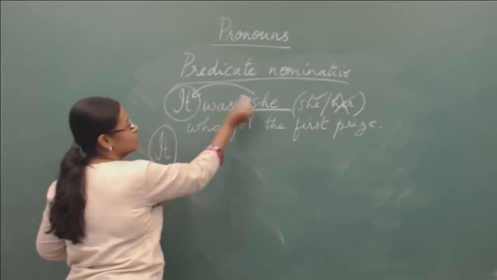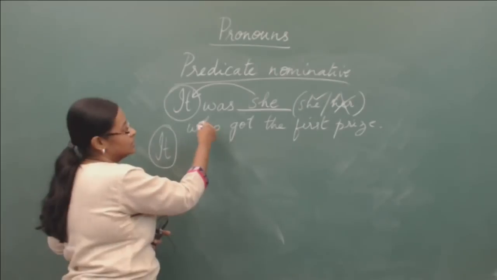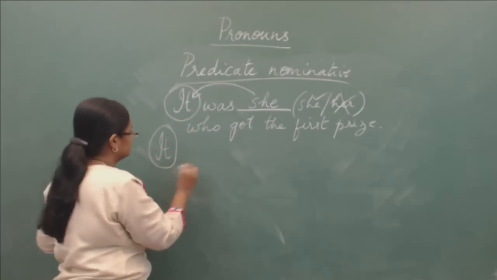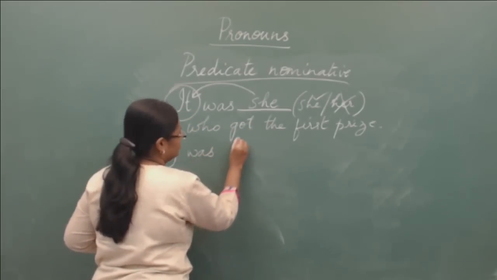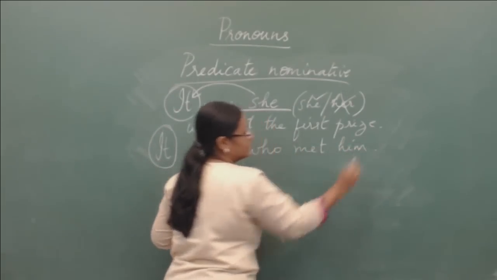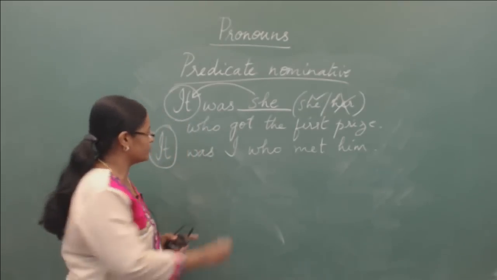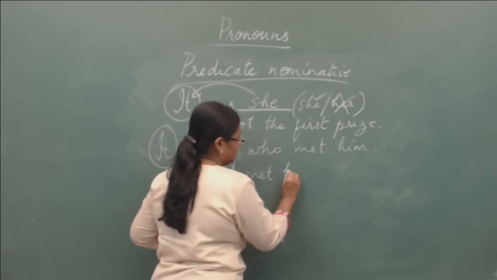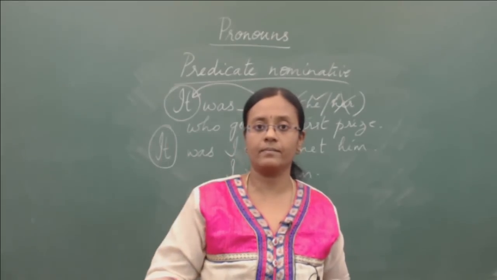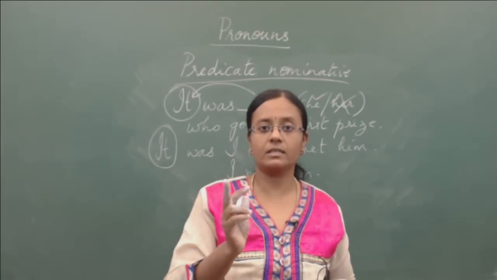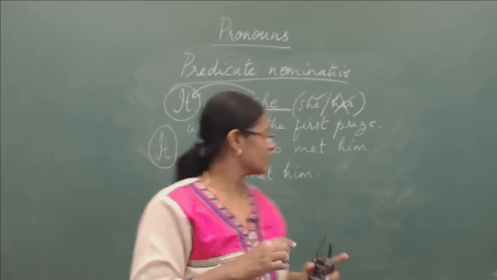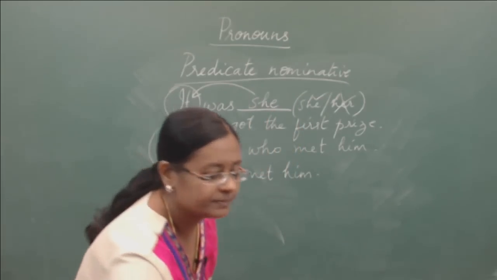And it is also used in this way to talk about a noun which follows the verb, like it was I. See, there's some difference in these two sentences. If I say I met him, it is a normal way of saying it. But if I say it was I who met him, do you see the difference? It was I who met him means nobody else, it was I. So here it is used this way.